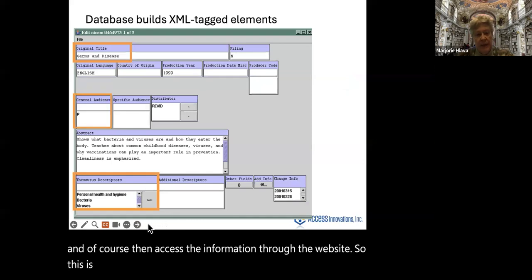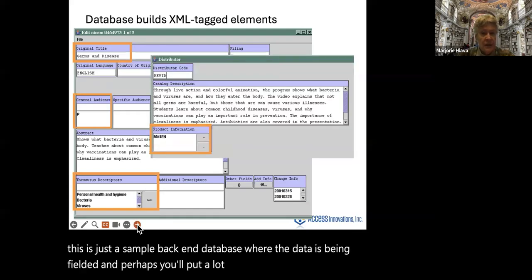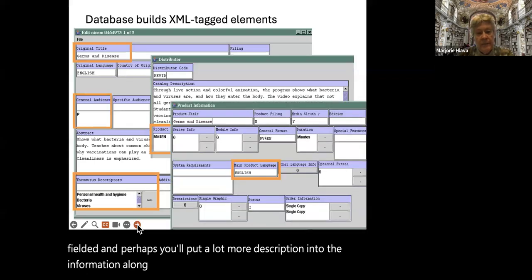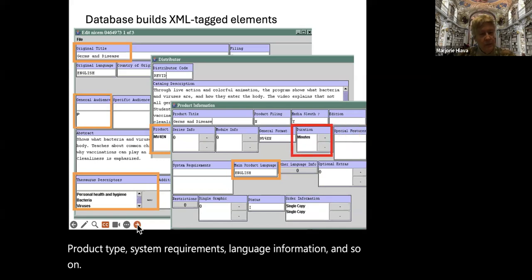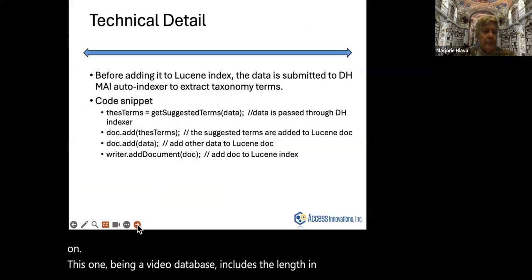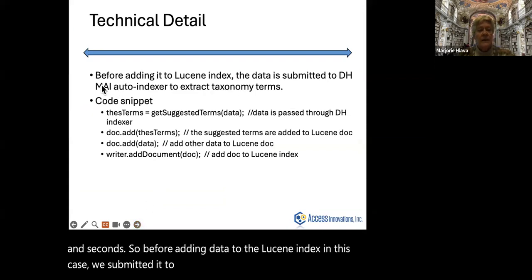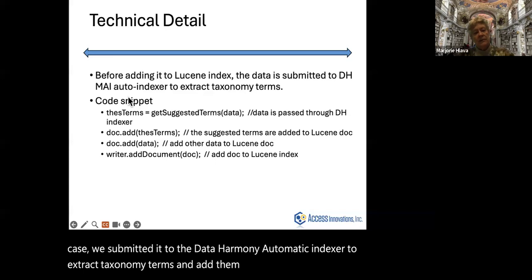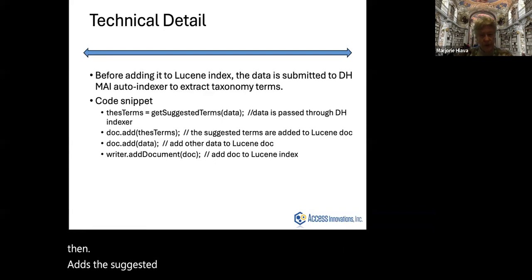So this is just a sample backend database where the data is being fielded. And perhaps you'll put a lot more description into the information along with product coding, product type, system requirements, language information, and so on. This one being a video database includes the length in minutes and seconds. So before adding data to the Lucene index, in this case, we submitted it to the Data Harmony automatic indexer to extract taxonomy terms and add them to the information. So it goes to get suggested terms, passes through the indexer, and then adds the suggested terms to the document itself.